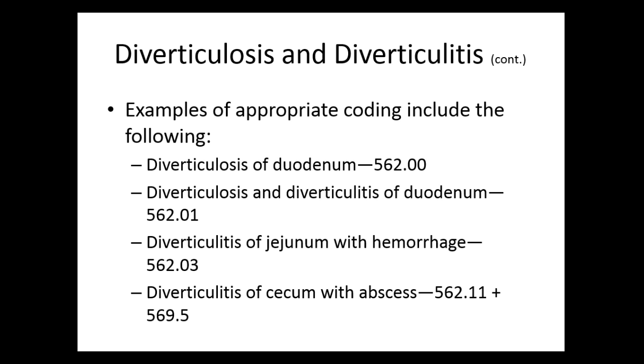Diverticula may be either acquired or congenital. For certain sites, ICD-9-CM assumes that the condition is congenital unless otherwise specified. In other sites, the presumption is that the diverticula is acquired. For example, diverticula of the colon are assumed to be acquired unless specified as congenital, but diverticula of the esophagus is assumed to be congenital unless otherwise specified.